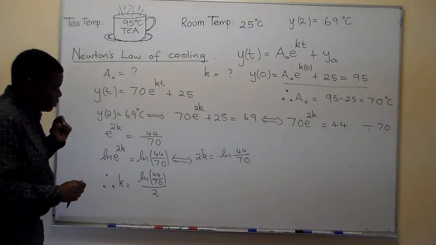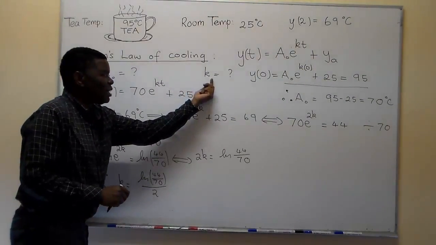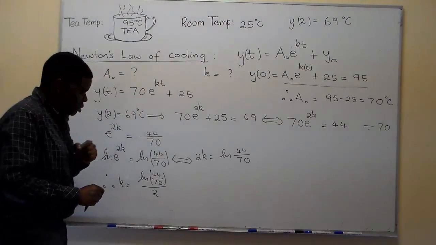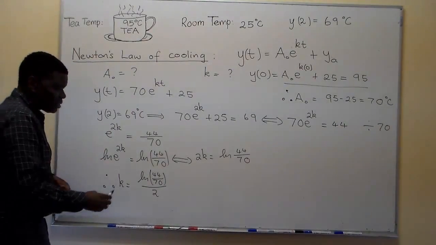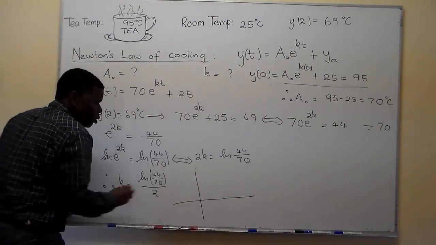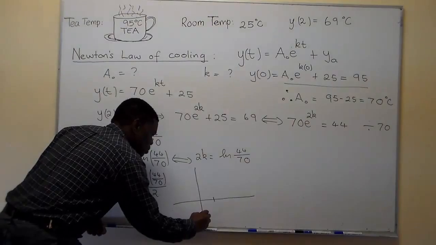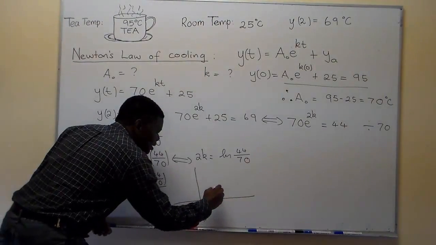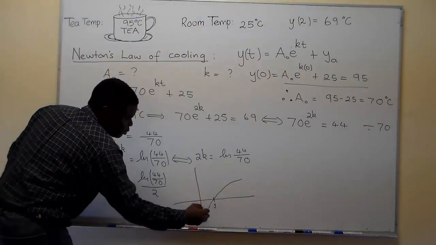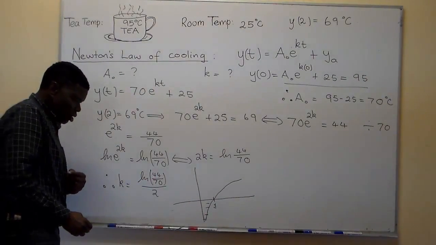I hope you notice that already, because this tea is cooling down, and from our previous discussion, we should be expecting our k to be less than 0. And this is exactly the case. Remember, the graph of a ln function, or any logarithm function, is of this shape. It has a 0 at 1, and it grows rapidly before 1, then gently after 1. So before 1, the values of ln are less than 0, and clearly 44 over 70 is less than 1.